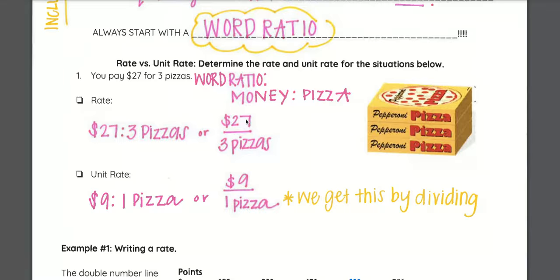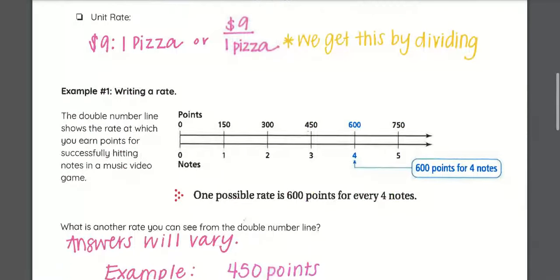Okay, so my rate just gets pulled from my situation, and then I need to divide or sometimes multiply to get me 1 in the bottom, 1 in my denominator for a unit rate. Unit rate always has 1 in the denominator. All right. If you have questions about the difference between rate and unit rate, feel free to pause, shoot me an email, reach out, do what you got to do. Okay. Otherwise, let's keep going. We're going to try writing a rate here.